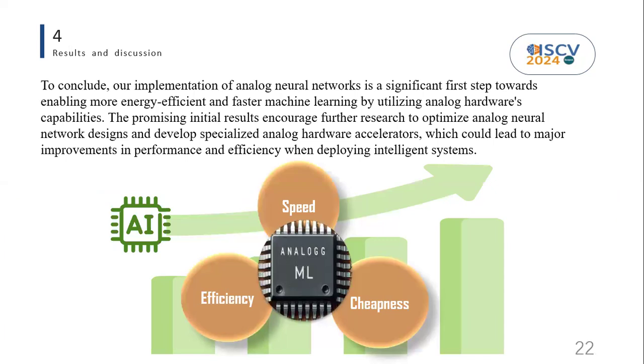To conclude, our implementation of analog neural networks is a significant first step toward enabling more energy efficient and faster machine learning by utilizing analog hardware's capabilities. The promising initial results encourage further research to optimize analog neural network design and develop specialized analog hardware accelerators, which could lead to major improvements in performance and efficiency when deploying intelligent systems.